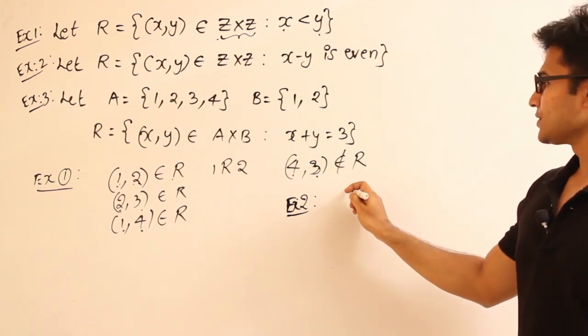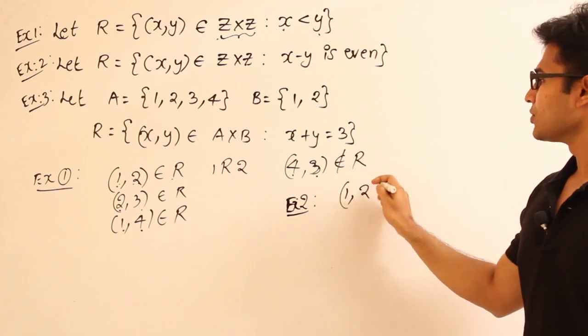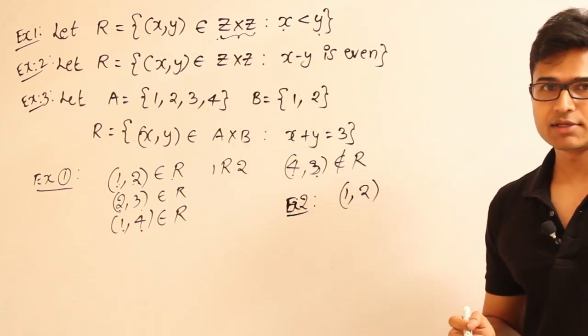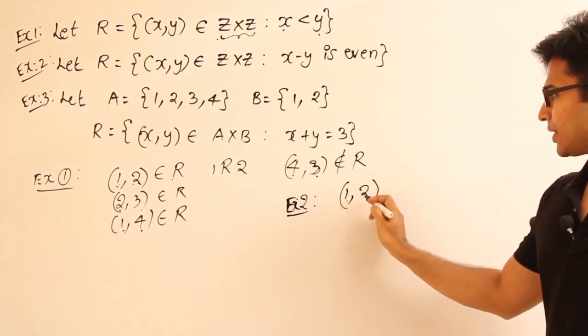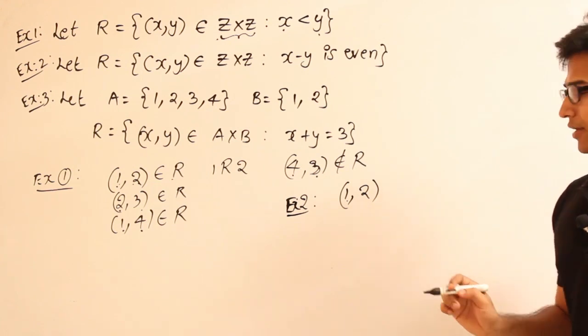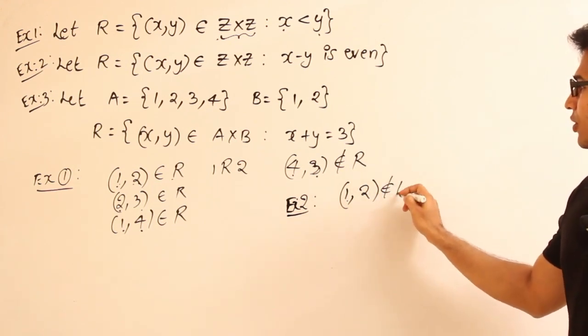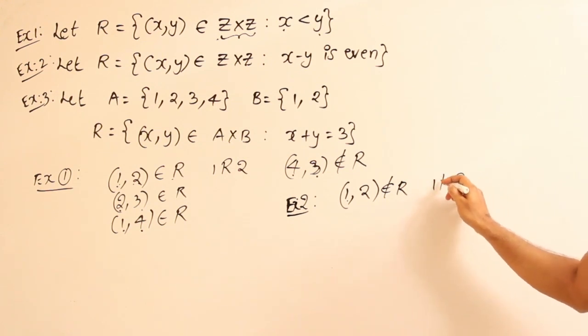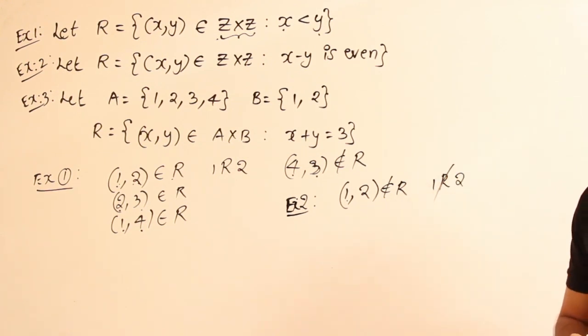Therefore, tell me about this. What about 1 comma 2? Will it be present in the relation in example 2? It will not be present. The reason is, if you take 1 minus 2, the output is minus 1, which is odd, right? Therefore, it does not belong to R. Or we can even say (1, 2) does not belong to R.